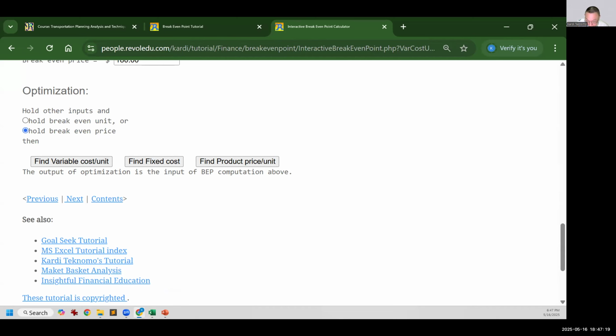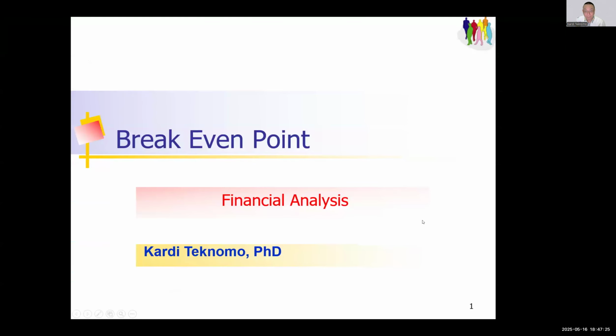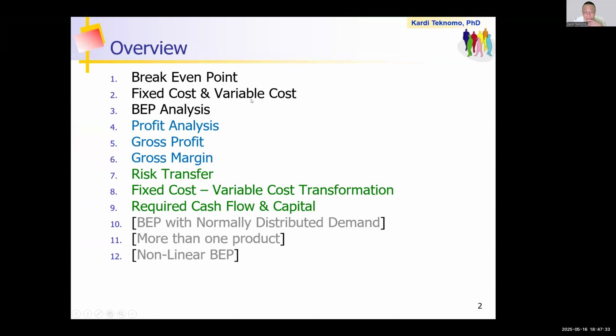Well, let's go to the slide of this break-even point. Can you see the slide? Yes. Right. So this is the topic of break-even point. I'm not sure we will discuss all or not, but I hope we can discuss at least until 9 here.